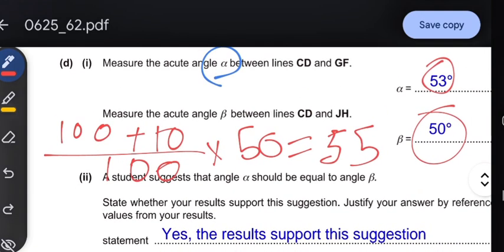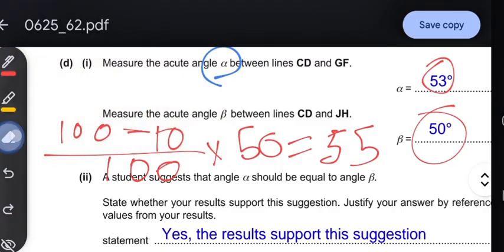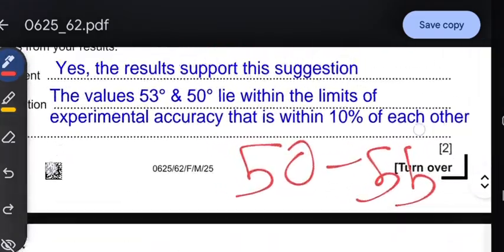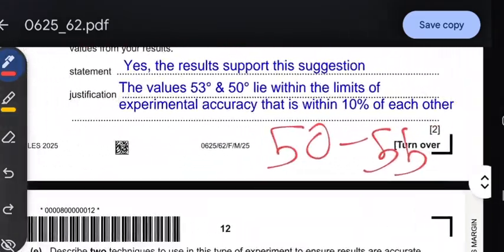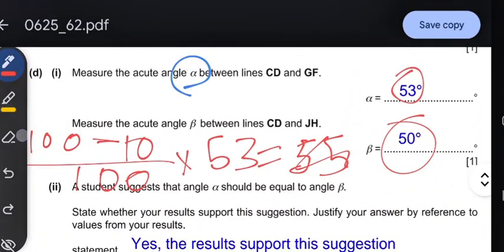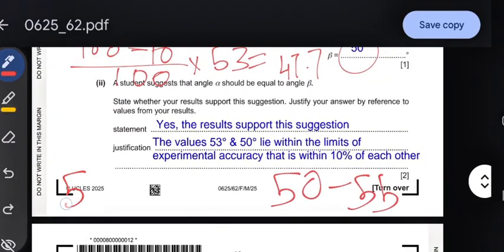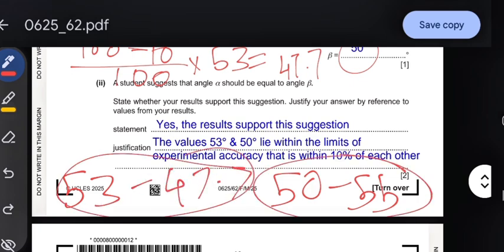Another way you can do it is to use minus instead of plus, and use 53. Give me a minute. Here what you're going to get is 47.7. All right. So 50 to 55, or 53 to 47.7. These are the limits of experimental accuracy.